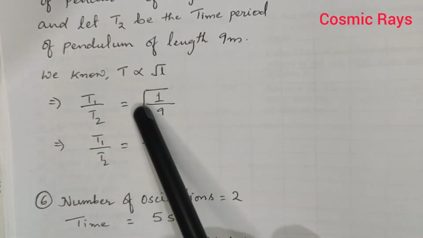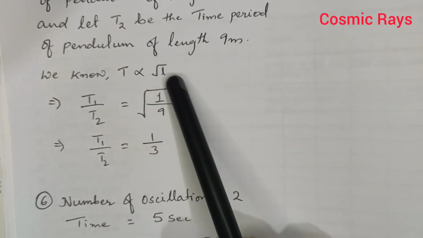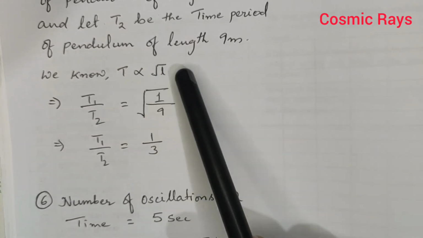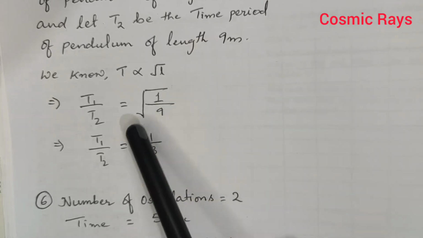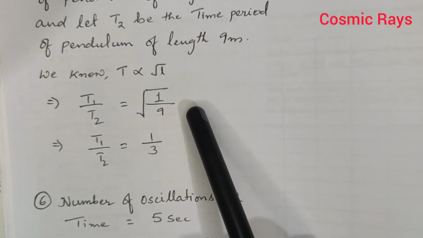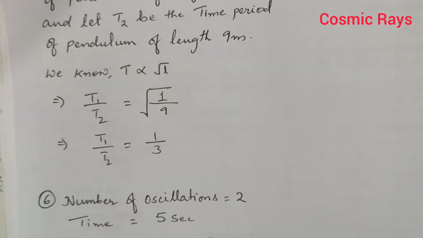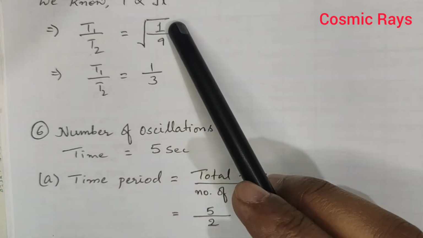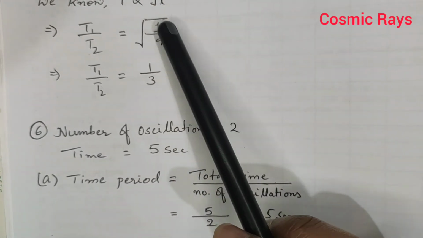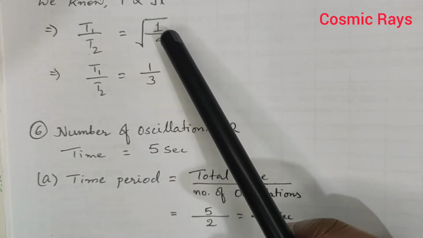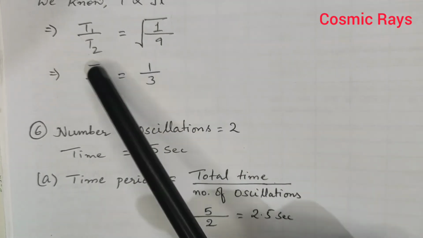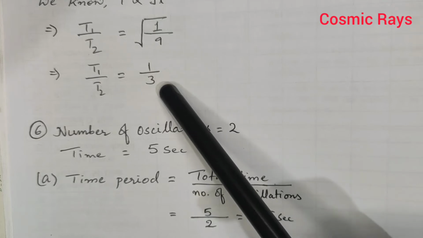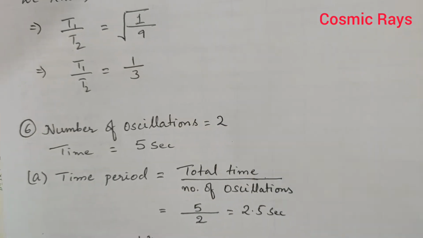You can check by writing the full formula as well, that is 2π√(L/G) divided by 2π√(L/G). So here if we find the square root, 1 remains as 1, and the square root of 9 is 3. So T1 by T2 is 1 upon 3. That is the required answer.